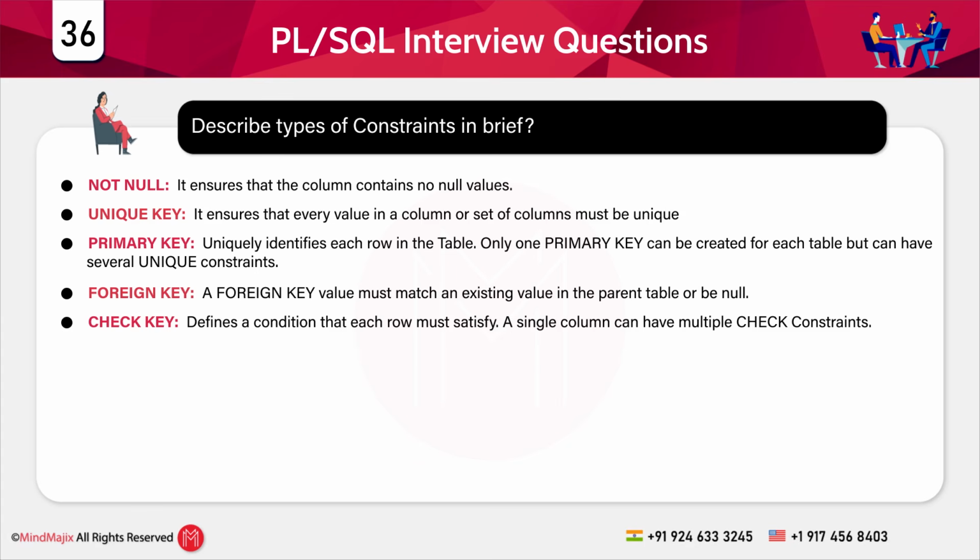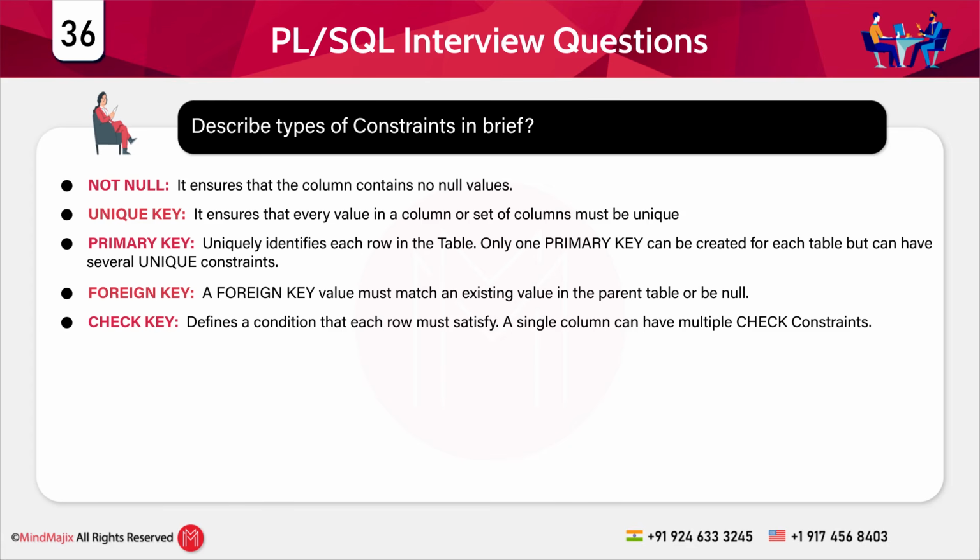After this, you have the foreign key constraint. This is also called referential integrity constraint. A foreign key is one in which a column or a set of columns takes references of the primary key or the unique key of the same or another table. Foreign key is also known as the child key, and a foreign key value must match an existing value in the parent table, or it should be null.